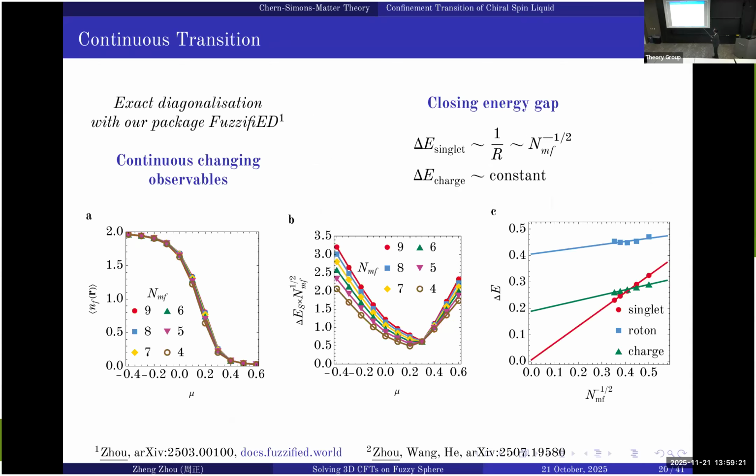Shall I continue? Okay. So numerically, we carry out the exact diagonalization calculation with our package. The first thing we observe is that the observables change continuously as we tune the tuning parameter mu. And the energy gap closes at a critical point. That means that the spin gap scales with 1 over r, where r is proportional to the square root of the number of orbitals, which is the radius of the sphere. And the charge gap, since the charge U1 symmetry decouples at the critical point, remains a constant.